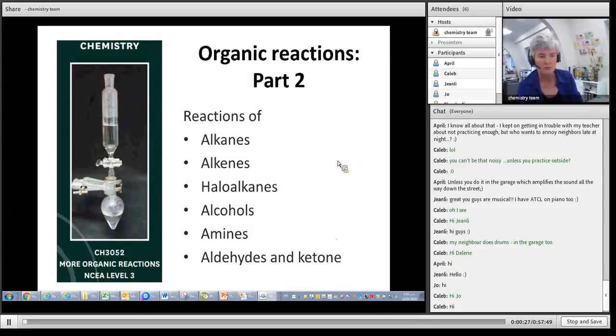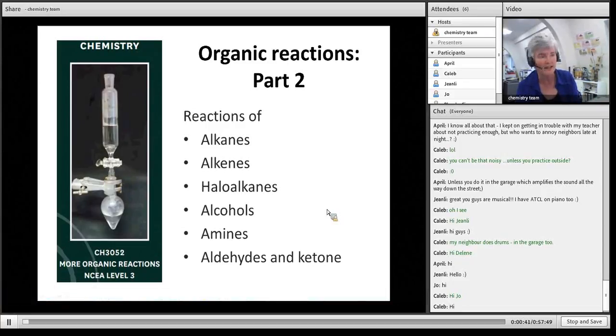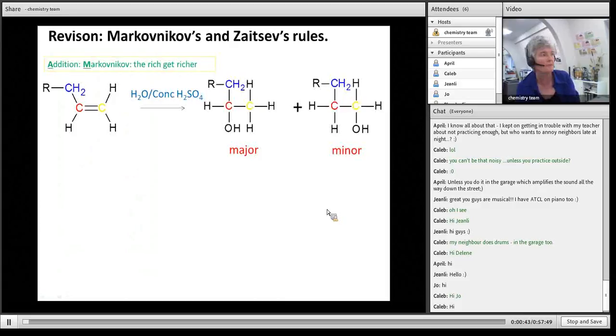Okay, so we'll go over alkanes and alkenes very briefly, and then it's the haloalkanes, alcohols, amines, aldehydes, and ketones. Hopefully we'll finish all this this week, and then next week we'll do the carboxylic acid derivatives and proteins and so on. So just as a reminder, Markovnikov's rule and Zaitsev's rule.